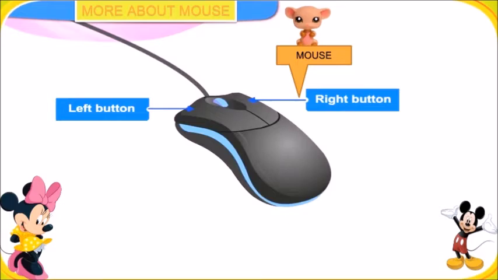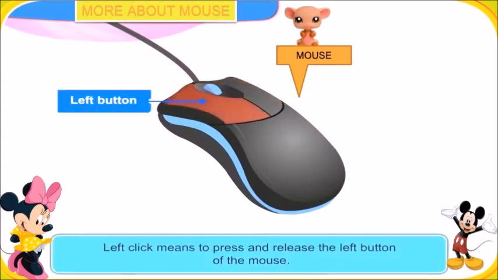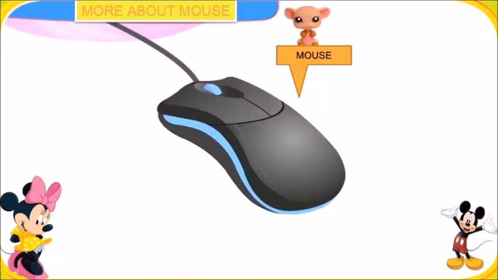Left button and right button of the mouse. A mouse can be clicked in two different ways, left click and right click. Left click means to press and release the left button of the mouse. Right click means to press and release the right button of the mouse.